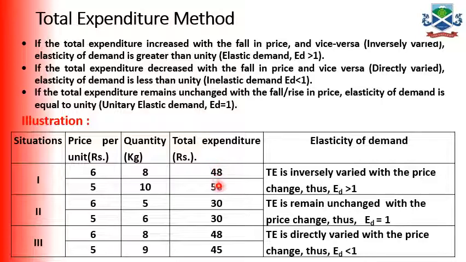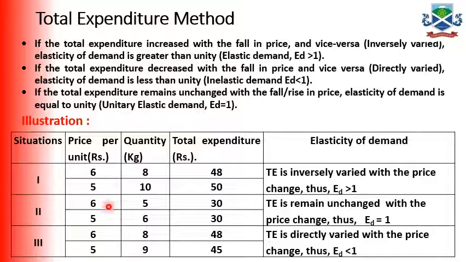Now you have to compare: your total expenditure has increased. Earlier it was 48, now it is 50. When the price is decreased, the total expenditure increases. So it is an inverse variation, opposite direction. Price decreases, expenditure increases. You have to compare these two columns. Total expenditure is inversely varied with price, that's why ED is greater than 1.